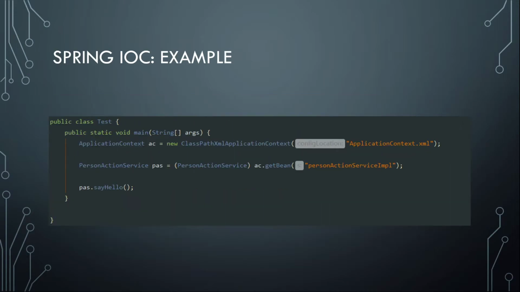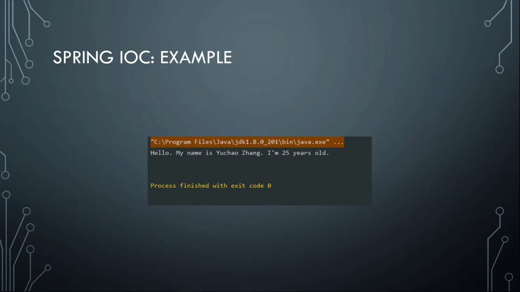Here is the test class. In the test class, I create the IOC container, get the object from the container, and execute the sayHello method. This is the screenshot of the result. As you can see from the picture, the sayHello method outputs the name and the age which are injected into it.